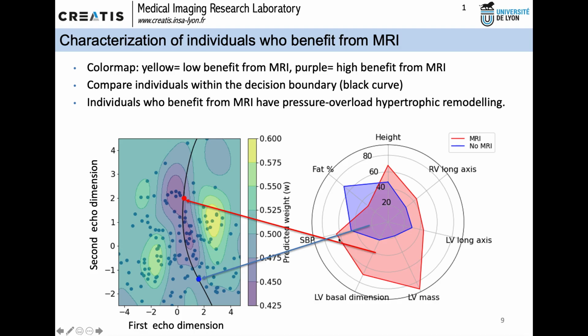What we can see is that the individuals in red have higher systolic blood pressure and left ventricular mass, indicating that they have more pressure overload and hypertrophic remodeling.